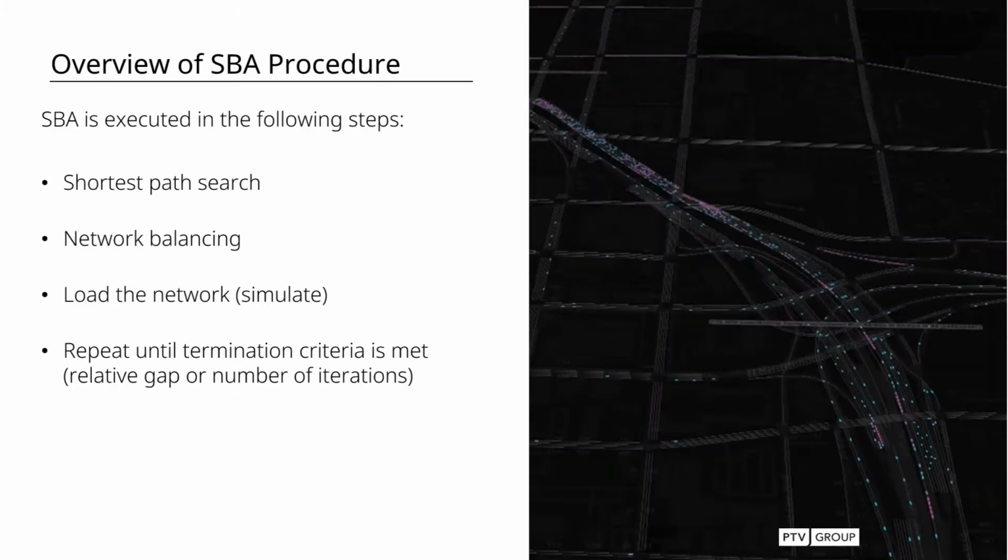So when an SBA gets executed, it goes through a pretty basic set of steps. The first thing is a shortest path search. The network is then balanced, and then the demand is loaded onto the network, or the simulation actually takes place. This is an iterative process. It goes through this multiple times until it reaches a termination criterion, which will typically be either a relative gap or a number of iterations that you can set. This is just to give you an overview of what actually happens during the simulation. We'll talk a little bit more about this later.